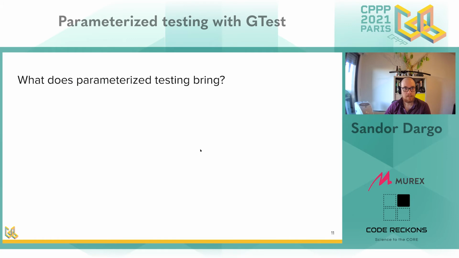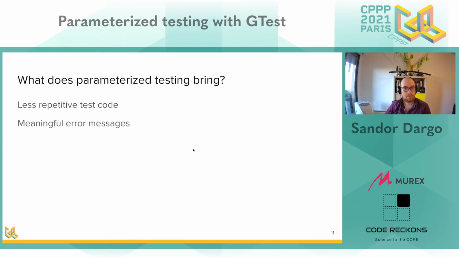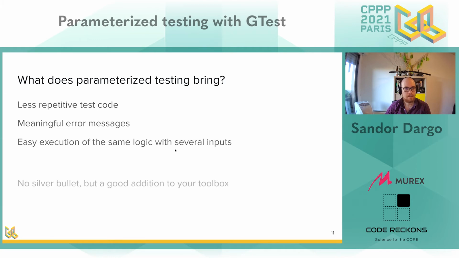So let's see, what does parameterized testing bring us? It brings less repetitive code, also more meaningful error messages. Well, basically the same error messages that we had originally, almost the same. And then easy execution of the same logic, the very same logic, with several different inputs. But as I said in the beginning, this is not a silver bullet. It won't solve all your issues, but this is a good addition to your toolbox. It can come in handy. It's worth knowing about it in some specific cases.